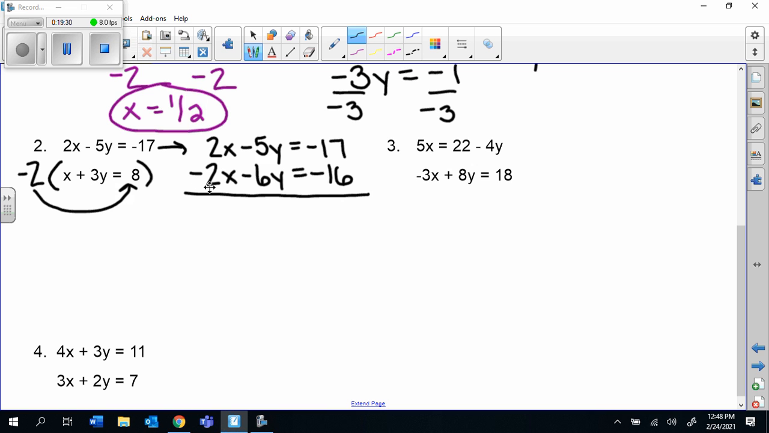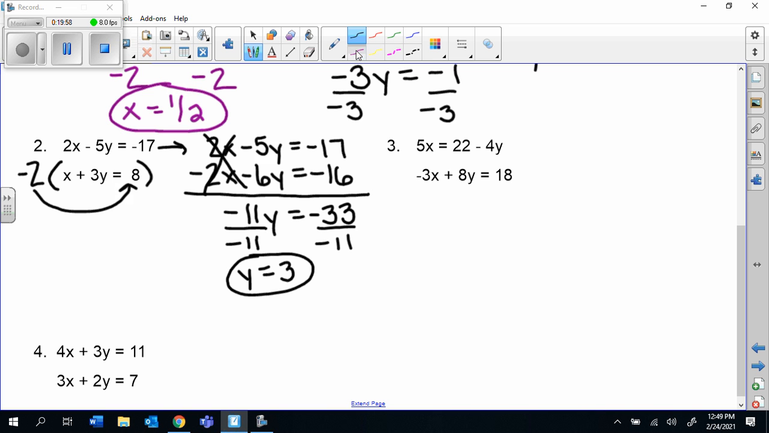2x, take away 2x. This completely goes away. 0 x's. A -5 and a -6 make -11y. -17, -16 make -33. Divide by -11. Let's finish it up. Divide by -11. Y equals 3.